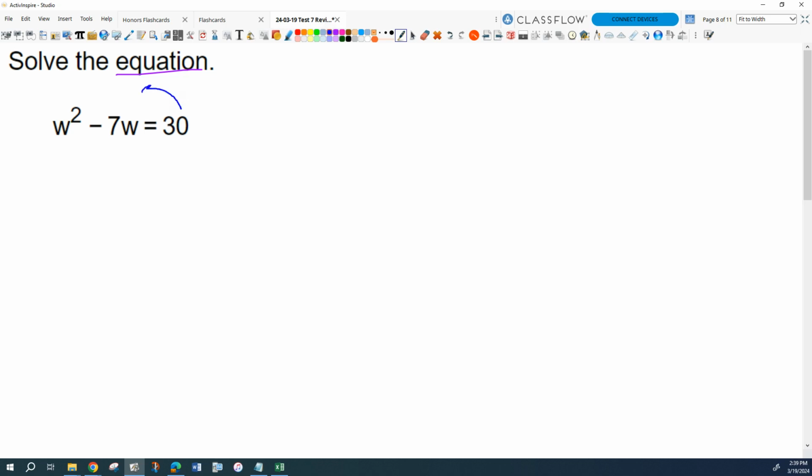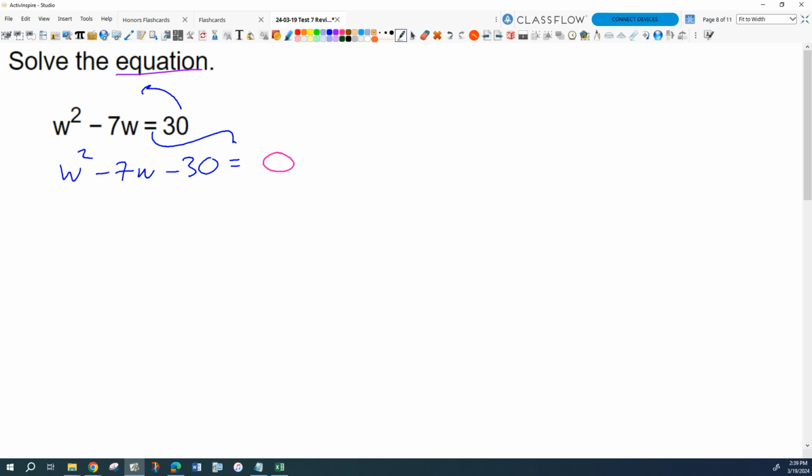So we're going to subtract the 30 over to that side, which gives us the equation w squared minus 7w minus 30. I need that equal sign. What's on the other side? 0, which is the whole point. Get it equal to 0, right? Okay, good. So now what do we do to the left side?